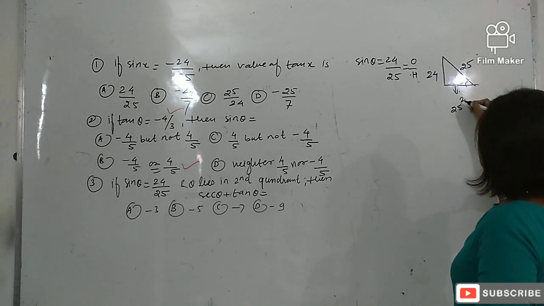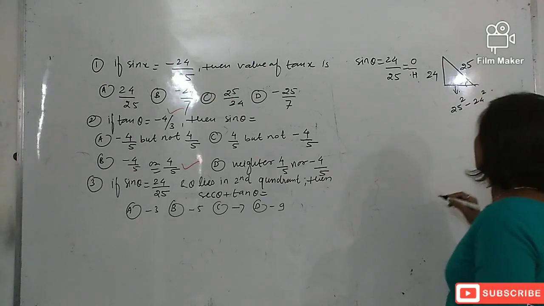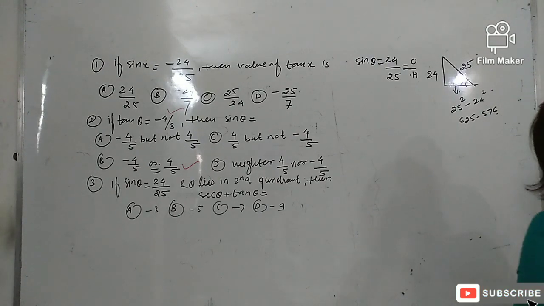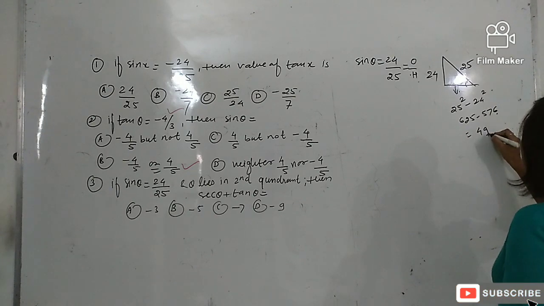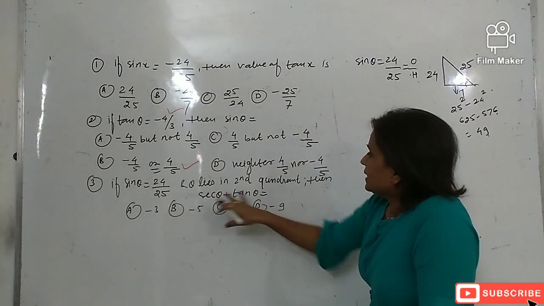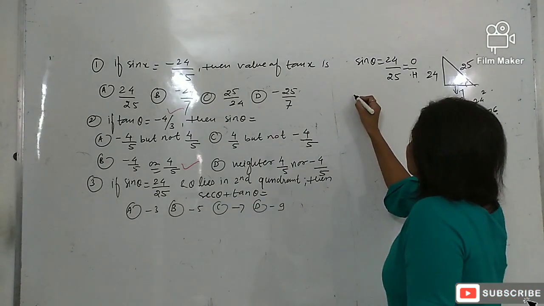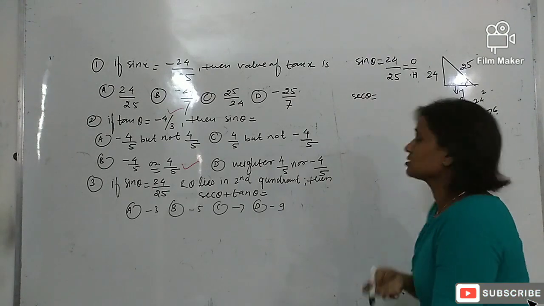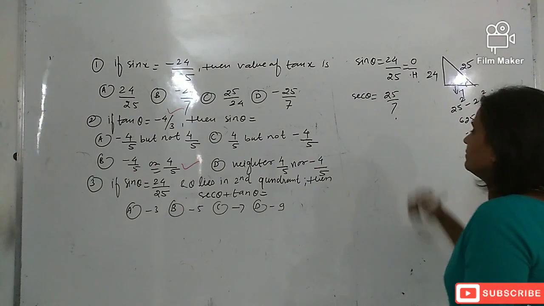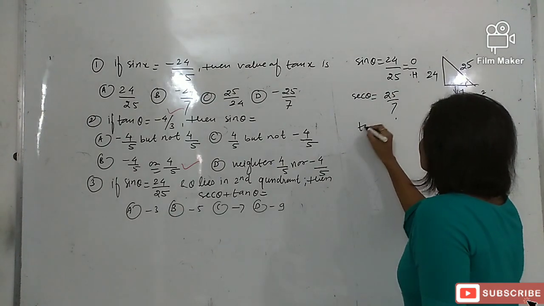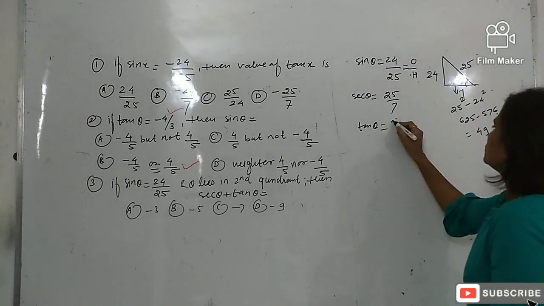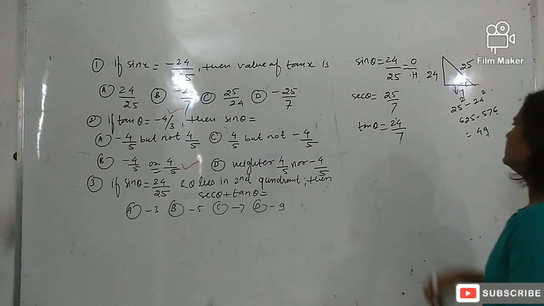So the third side calculation will be 25 square minus 24 square, which is 625 minus 576. So do the subtraction of both, and you will get 49. So this third side will be 7. Okay. So then find out the sec theta value and tan theta value. So sec theta means what? It is the inverse of cos. So cos value is 7 by 25, so sec theta value is 25 by 7. Then tan theta value. Tan theta means opposite upon adjacent, so this value is 24 by 7.